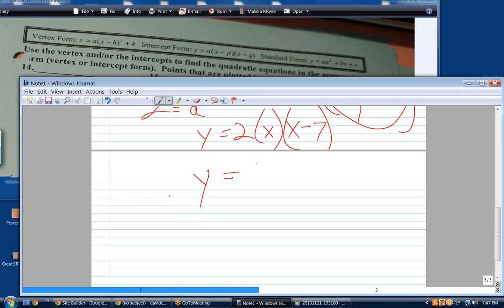It'd be 2x, and then x squared minus 7x. Okay, you need to distribute the 2. Yeah. 2x squared and then negative 14x. Tell you what, I can see why this is a little confusing, so let's make it this.